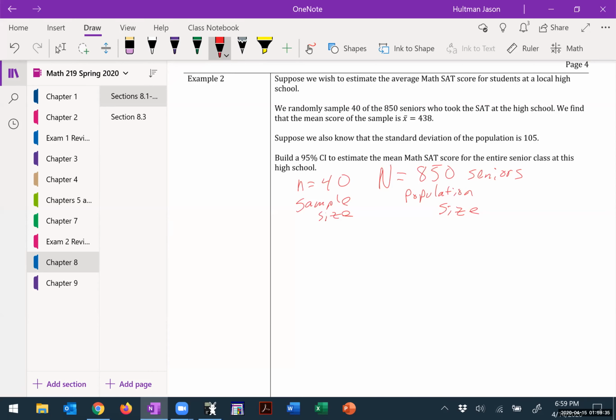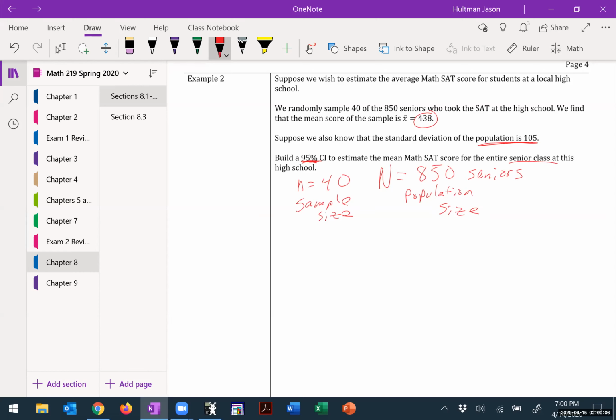Okay, so we find the mean score of the sample to be 438. So of this one sample, that's our mean, 438. Suppose we also knew that the standard deviation of the population is 105. Build a 95% confidence interval to estimate the mean math SAT score for the entire senior class at this high school.